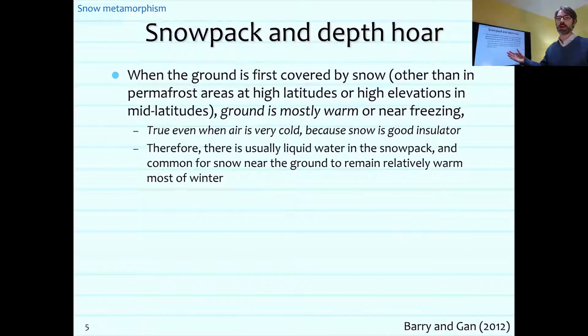Let's talk about how this progression occurs. When the ground is first covered by snow, other than in permafrost areas at high latitudes or high elevations in mid-latitudes, the ground is mostly warm, or it's near freezing. This is true even when the air is very cold because snow is a good insulator. Therefore, there's usually liquid water in the snowpack, and it's common for snow near the ground to remain relatively warm for most of the winter.